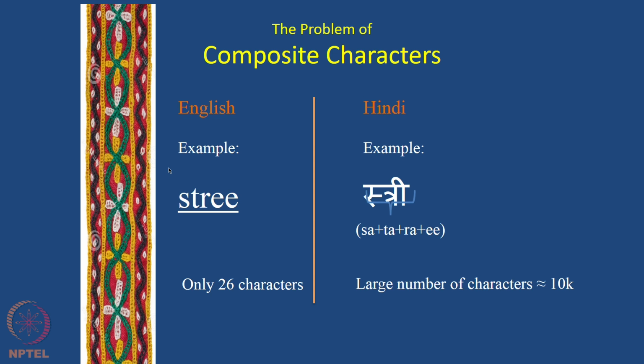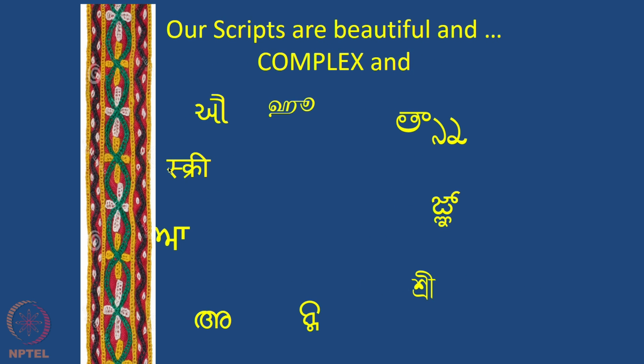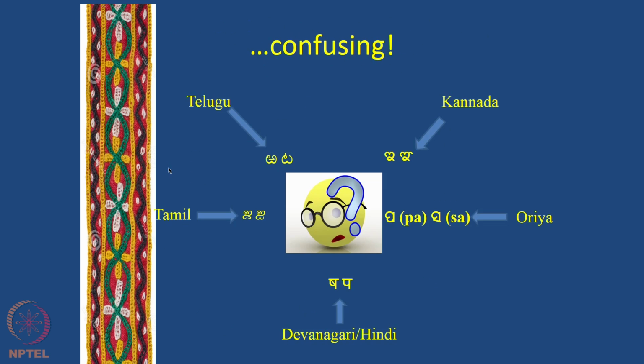And because of this feature, although the basic characters in Hindi are only about 50 plus, because of this kind of combinatorics, you end up with a very large number of characters. In fact, a typical Indian language, if you leave alone Tamil, which is a very simple organization, has about 10,000 or more than 10,000 characters. Which makes our writing system very complicated. So scripts are beautiful and complex, as you can see in some of these images, but they're also quite confusing because very often similar sounding letters have very dissimilar shapes, or very dissimilar sounding letters have very similar shapes.